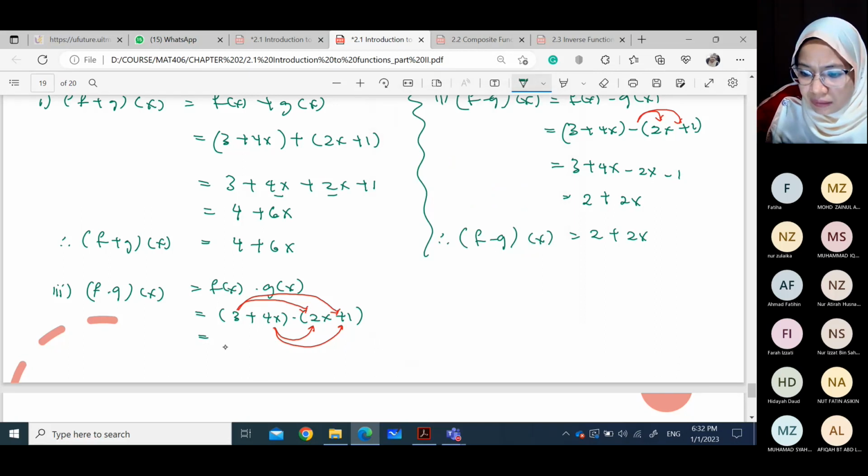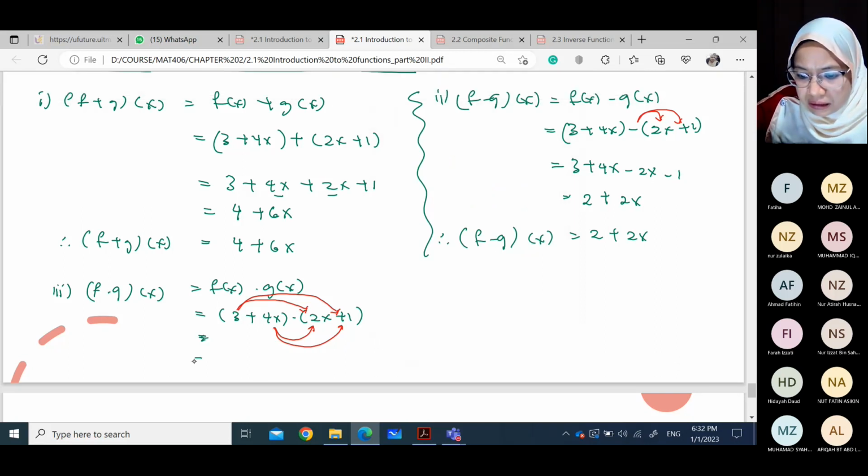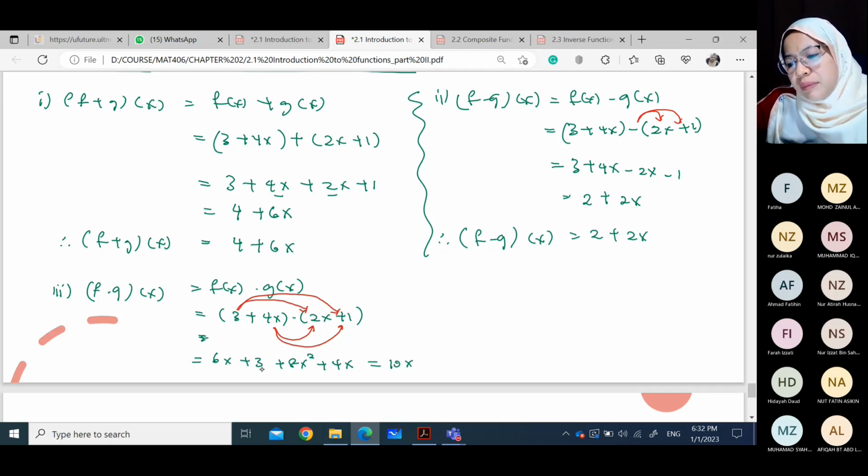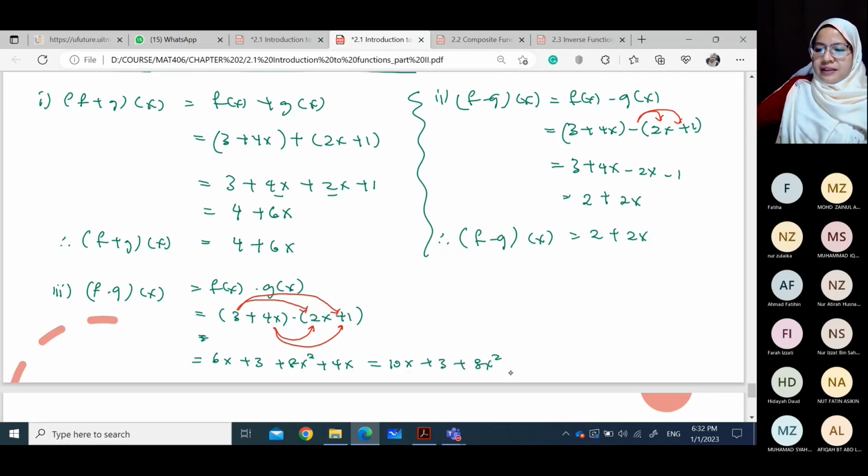Alright. So darabkanlah, dapat kat sini 6x plus 3 plus 8x squared plus 4x. 4x times 2x, we have 8x squared. Okay, so simplify. So 6x plus 4x. Yang unknown dia sama, you boleh selesaikan. Then we have 10x plus 3 plus 8x squared. Okay, so this one is about (f times g)(x).